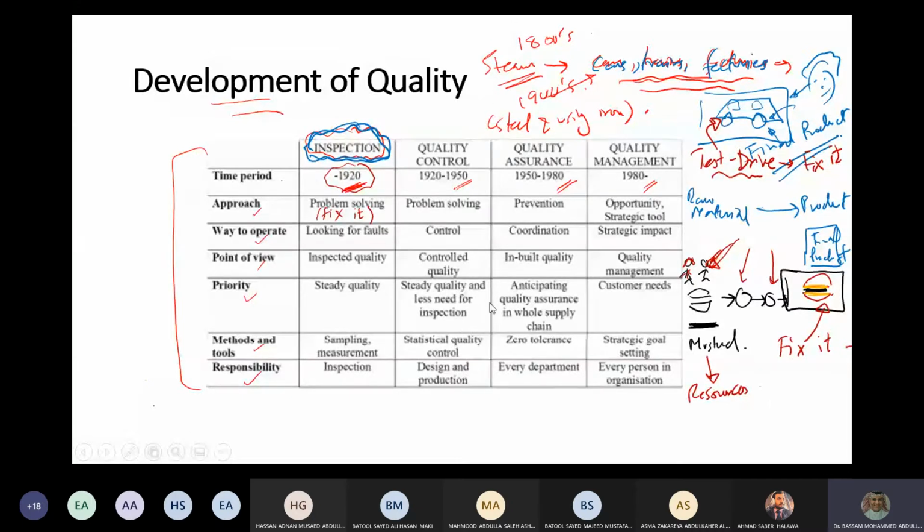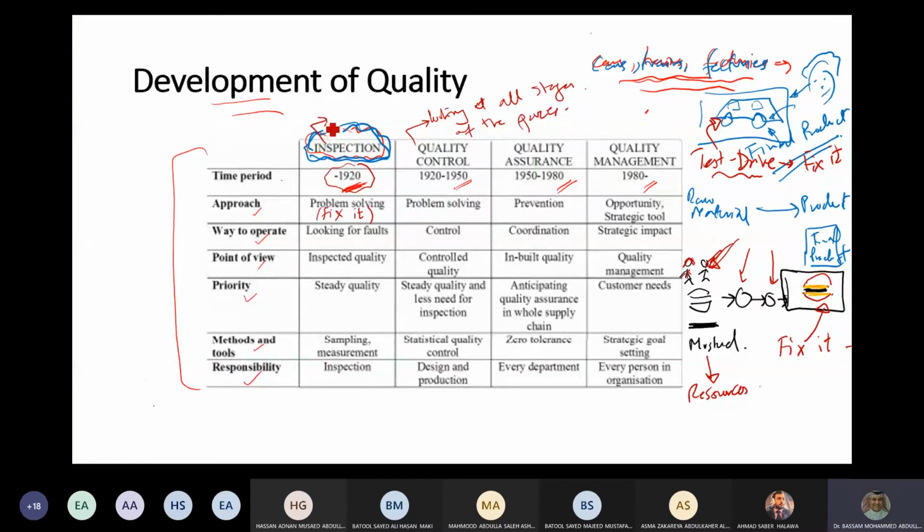Again, quality control is more about looking at the whole process, okay? Now everything is recorded, so don't worry. So quality control is looking at all stages of the process.